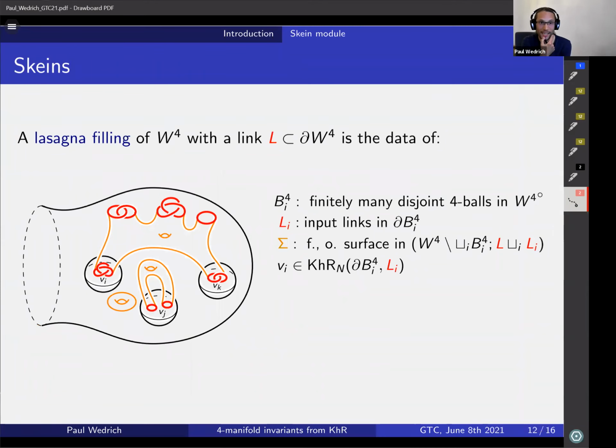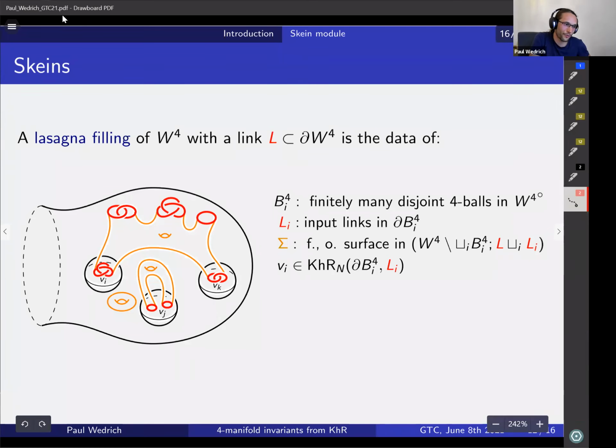Okay, so what are the skeins in the end? They're called lasagna fillings. I should explain the name. This comes out of the subfactor tradition, where one works with planar algebras, and for planar algebras, people have this image in mind of spaghetti and meatballs that are arranged on a plate, and you can move them around. This is the 4-dimensional version of this, and instead of spaghetti, you have lasagna sheets filling your 4-dimensional plate.